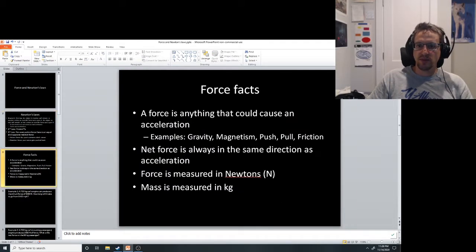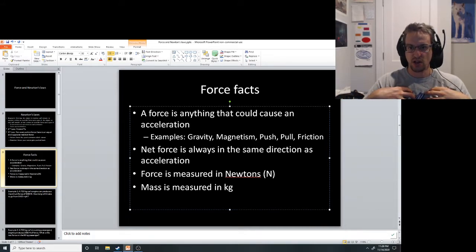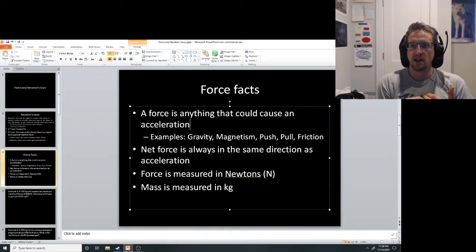All right, so a little more detail about force. Because forces cause acceleration, a force is anything that could cause an acceleration. This word "could" is important. Right now, I am not accelerating, and gravity is still pulling on me. The force of gravity is still acting on me, pulling me down towards the earth, but I'm not going anywhere. Even though gravity is acting on me, I'm not accelerating. But in some circumstances, gravity could accelerate me. If I'm jumping up and down, gravity is accelerating me when I'm in the air. So we have to be careful: just because it's not accelerating you right that second doesn't mean it's not a force.